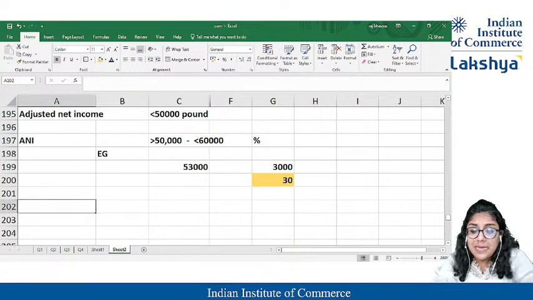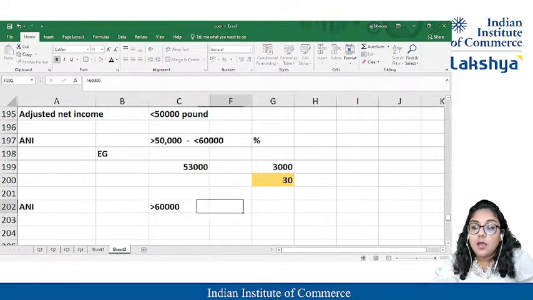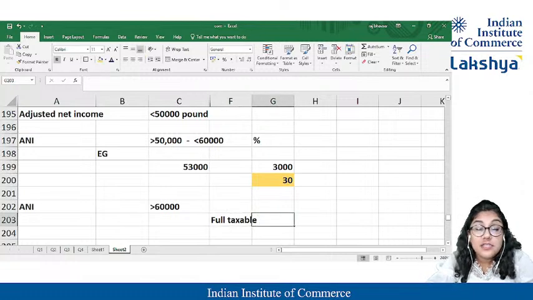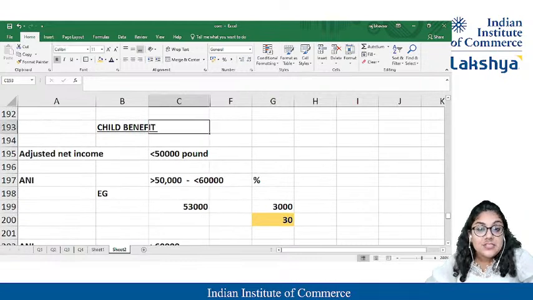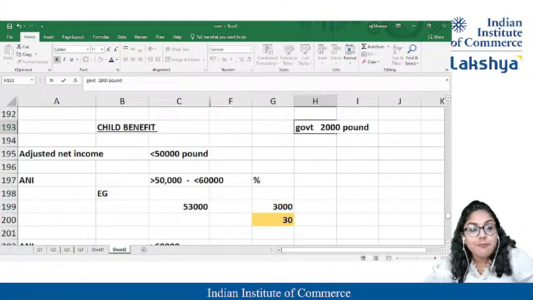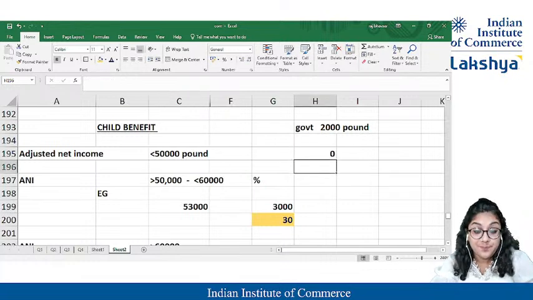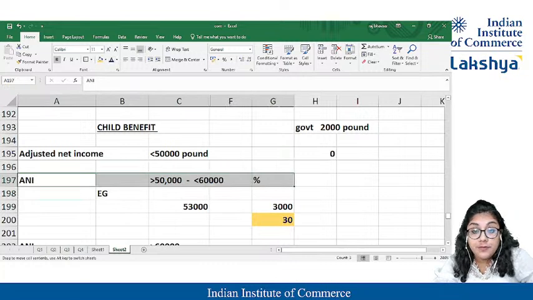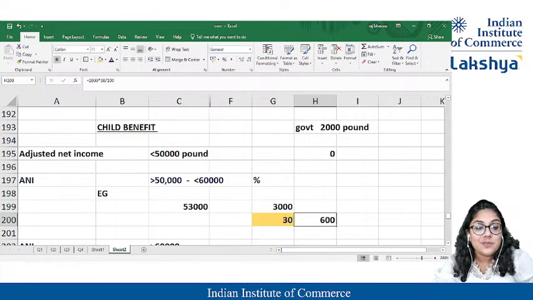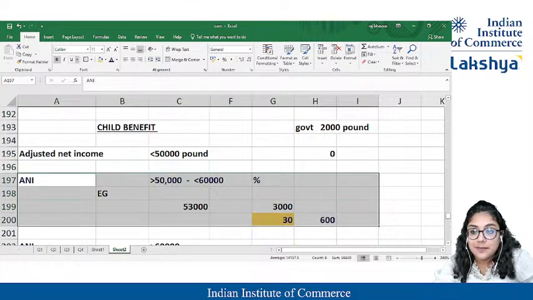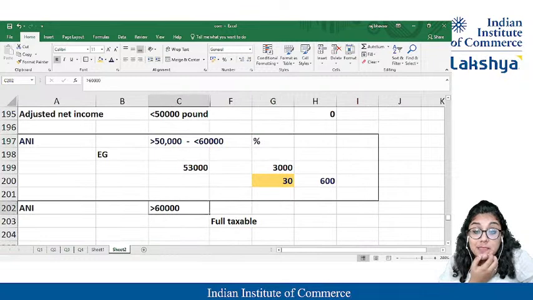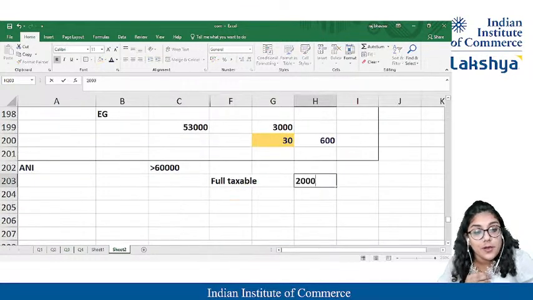But say, for example, students, if your adjusted net income goes beyond 60,000, then it is fully taxable. Fully taxable means whatever child benefit you got is fully taxable. Let's say the child benefit which government gave was £2,000. If my income is lesser than 50,000, zero, no tax. But if your income is 50,000 to 60,000, you will have to pay tax of 2,000 into 30%. So this much I need to pay as tax. I hope you are understanding it. But if your income is more than 60,000, then on the full amount of 2,000 you'll have to pay taxes.